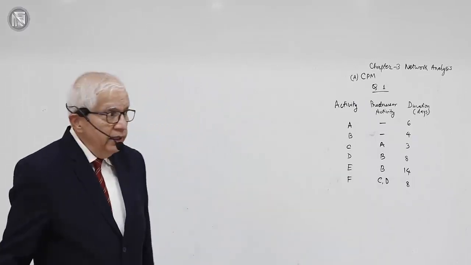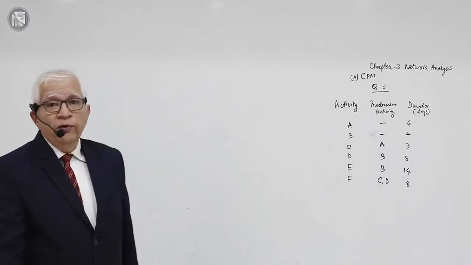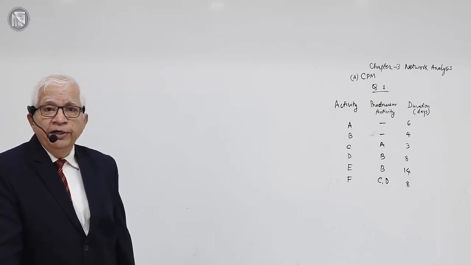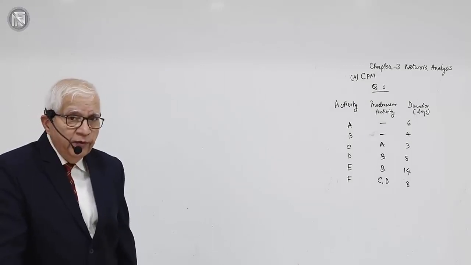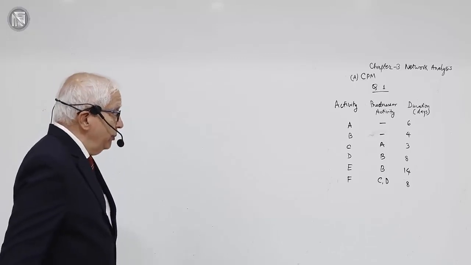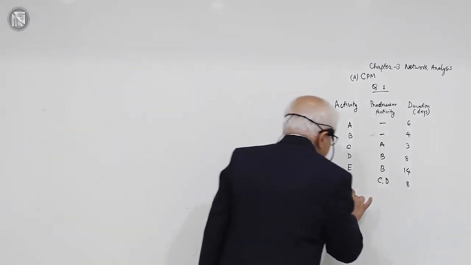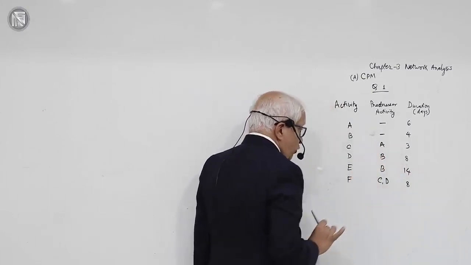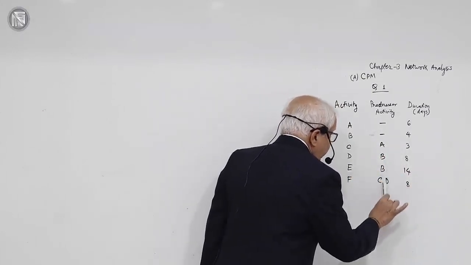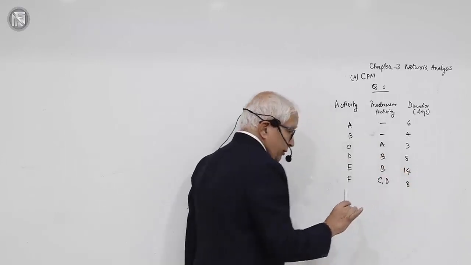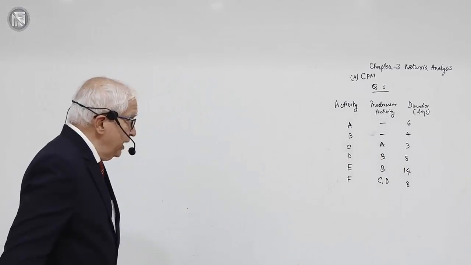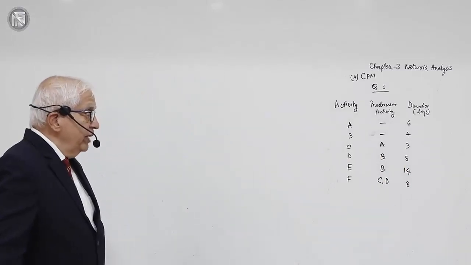F is a little more different. F requires that both C and D should be complete. Activity F requires that both C and D should be complete. Now see, activity F requires that C and D should be complete, and C requires that A should be complete. What about D? D requires that B should be complete. Okay, fine. So activity F is actually last: can you see that after F there will be nothing in the project?